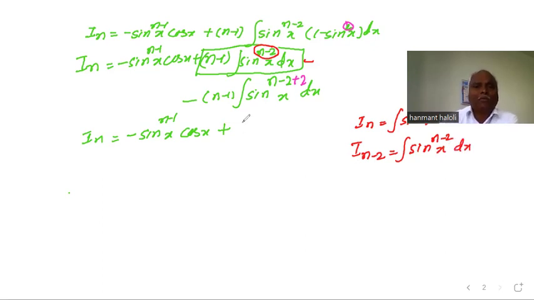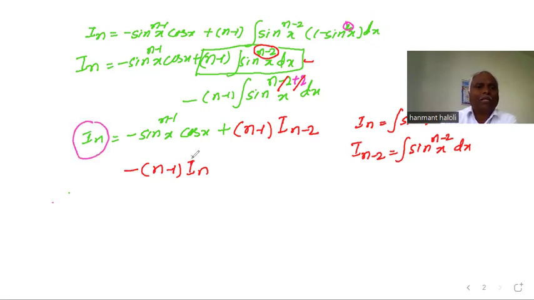Now in place of that one, I'll write here I n minus 2, this middle term I n minus 2. Then minus n minus 1. Here this 2 gets cancelled, and it becomes again integral sin raised to n x dx, and that is nothing but our In. Now here you got In terms on both sides, here also one In term.